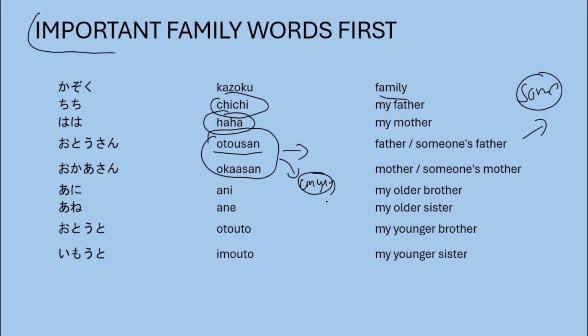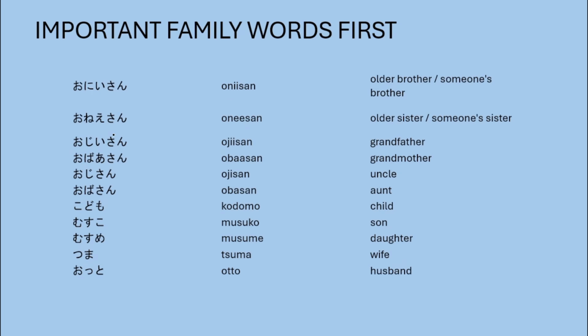How do we say my older brother? Ani. My older sister, ane. My younger brother, otouto. My younger sister, imouto. For someone else's older brother and older sister, oniisan and oneesan. These are also used like otousan and okaasan, in formal ways.